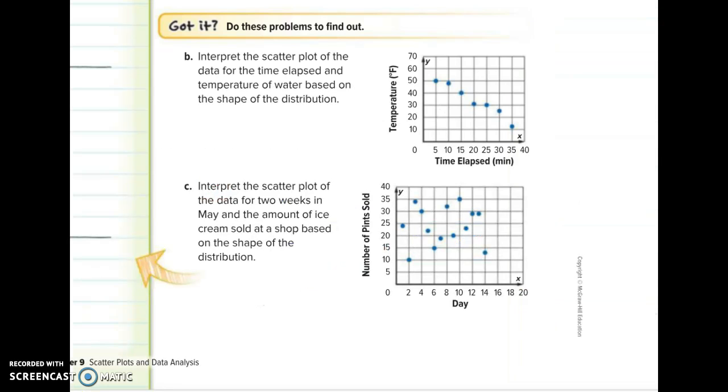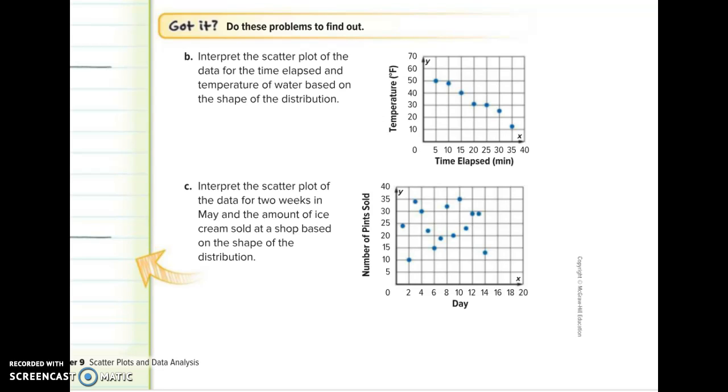All right, so I'm going to go ahead and skip to the next page. I'm on 668, and I'm going to do Got It B and Got It C with you. On Got It B, it says, interpret the scatter plot of the data for the time elapsed and the temperature of the water based on the shape of the distribution. If we look at this graph, first of all, we need to talk about the variable association. Remember, with variable association, you have positive, negative, or no association.